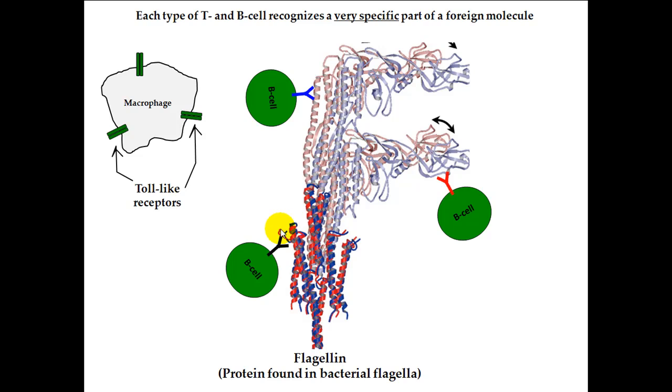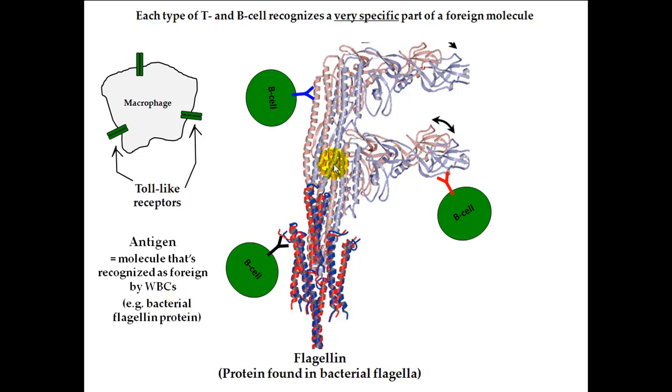So to throw some terms at you, terms that are useful in understanding what occurs during the immune response: there's something called an antigen. For our purposes, we'll consider an antigen to be a foreign molecule that stimulates an immune response, so a molecule that's recognized as foreign by our white blood cells. An example of a molecule that fits this description of what an antigen is, is flagellin. Bacterial flagellin protein is something that our cells don't have, so it would be recognized as foreign. So it's an example of an antigen.